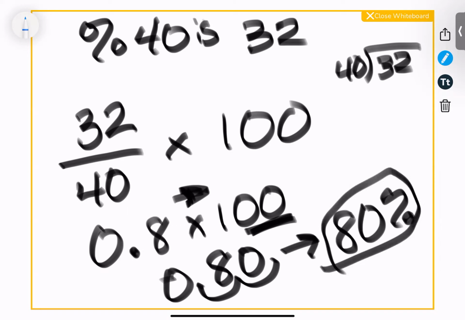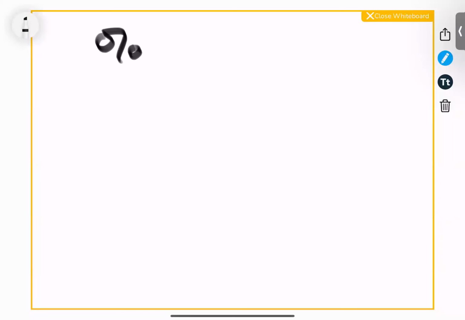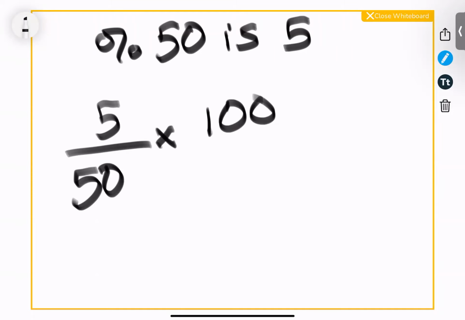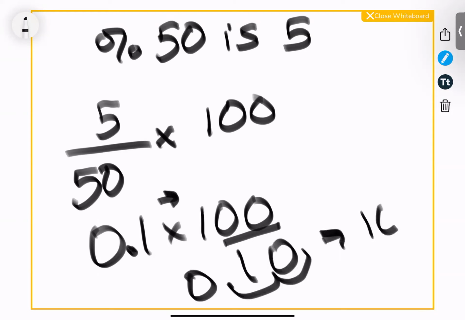Here's my missing percent. All right, question number 2. What percent of 50 is 5? So my answer is 5. My number is 50. I need to find the percent. 5 divided by 50 is 1/10 times 100. Times 100 means to the right, twice. Move my decimal two times. 1, 2. 10%. So 10% of 50 is 5.